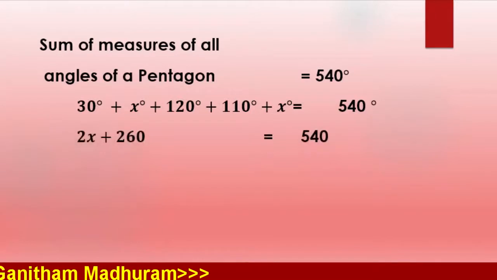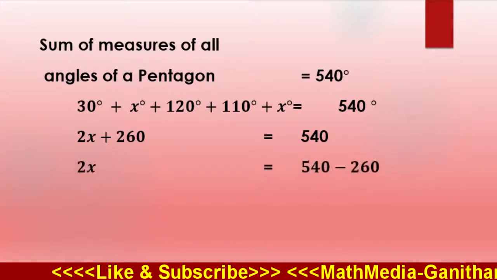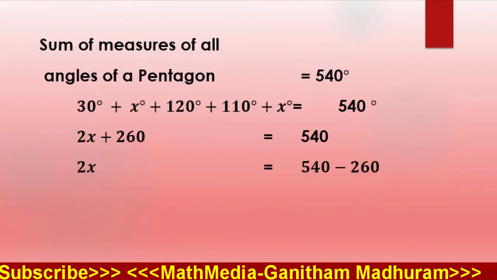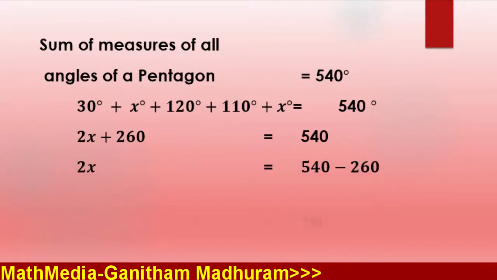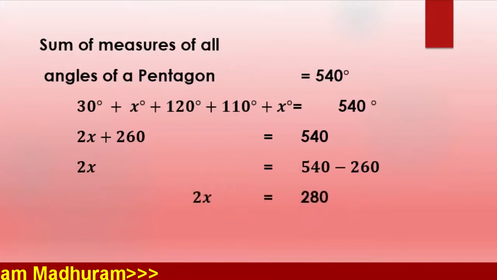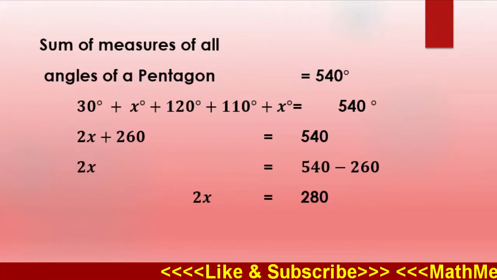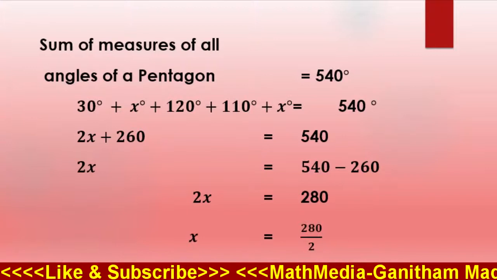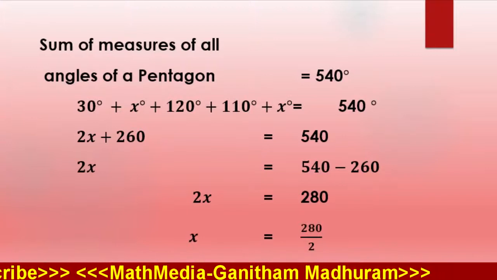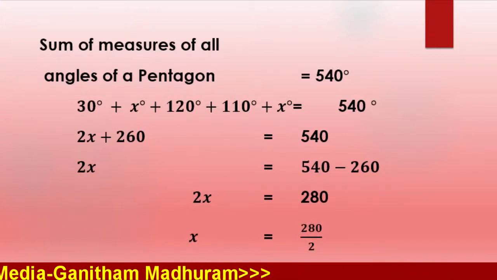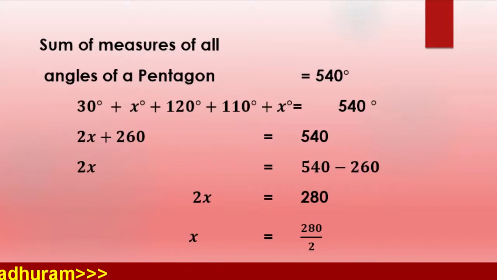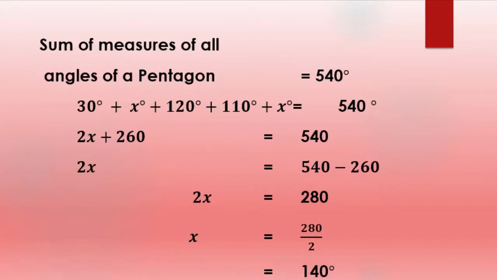That is 2x plus 260 equal to 540, or 2x equal to 540 minus 260, that is 2x equal to 280, or x equal to 280 upon 2, that is equal to 140 degrees. So in the given pentagon, the equal measure of angle x is 140 degrees each.